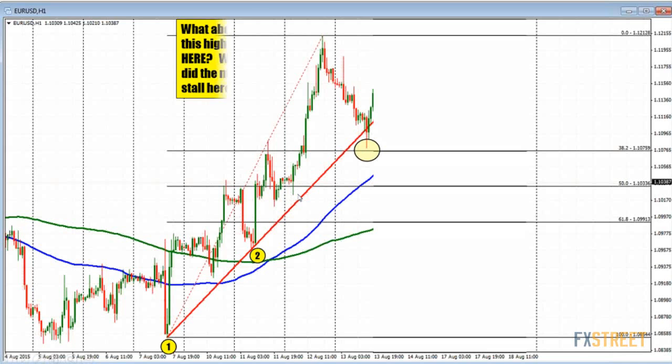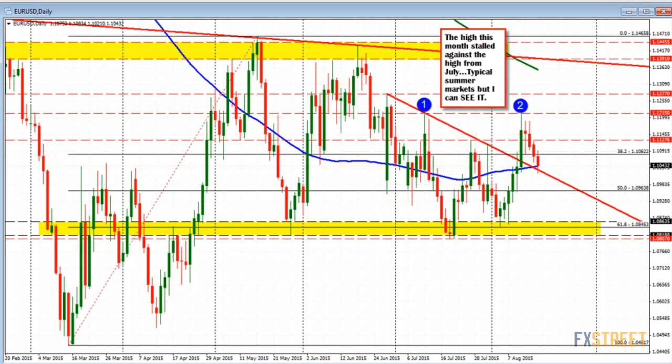What about this high right here? Why did the market stall right here at the 112.12.8 level? This kind of gets into another dimension, if you will, and I'll end on this chart with this idea, which comes from the daily chart. If you take a look at the daily chart and go back to the July high, what was the July high? 112.15. What was the August high? 112.12.8. The market came right up to that high and rotated off of that level.